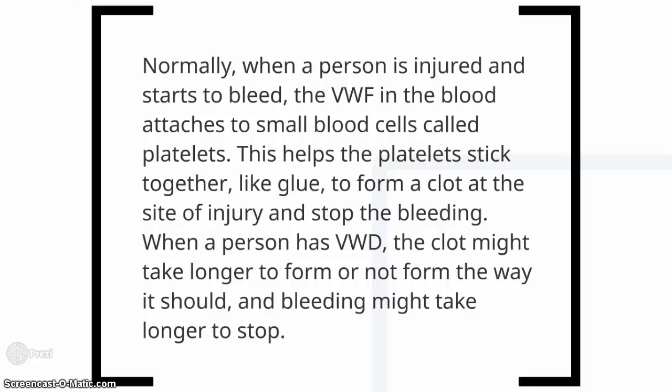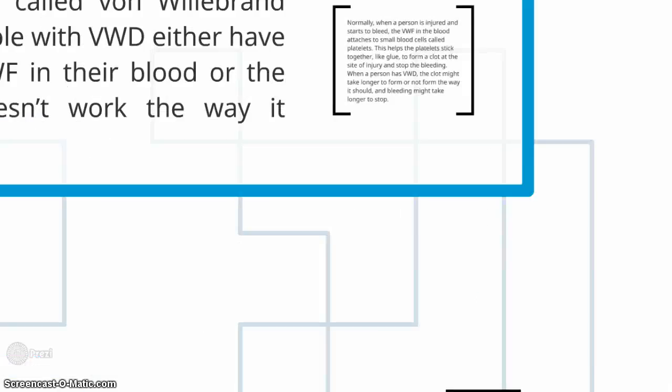Normally, when a person is injured and starts to bleed, this factor in the blood attaches to small blood cells called platelets. This helps the platelets stick together like a glue to form a clot at the site of injury and stop the bleeding. When a person has von Willebrand disease, the clot might take longer to form or not form the way it should, and bleeding might take longer to stop.